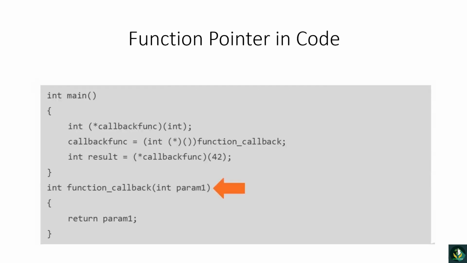In this code, I think it looks weird, but bear with me. This is the declaration for a function pointer variable named callback function with integer parameter 1. This variable can store a pointer to a function that has one function parameter, which is an integer variable, and it returns an integer. Because of that, this statement initializes the function pointer properly.